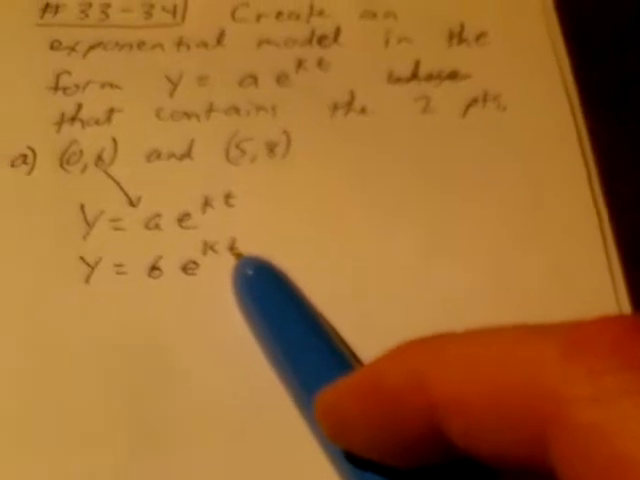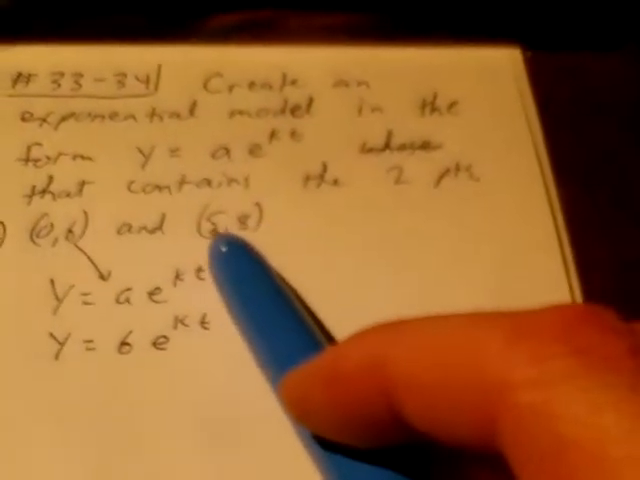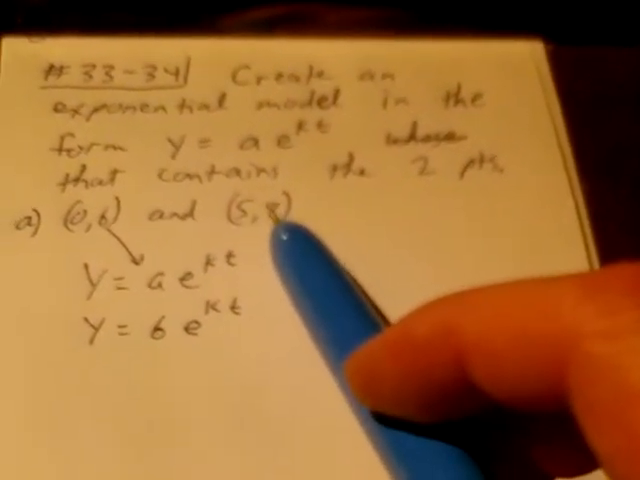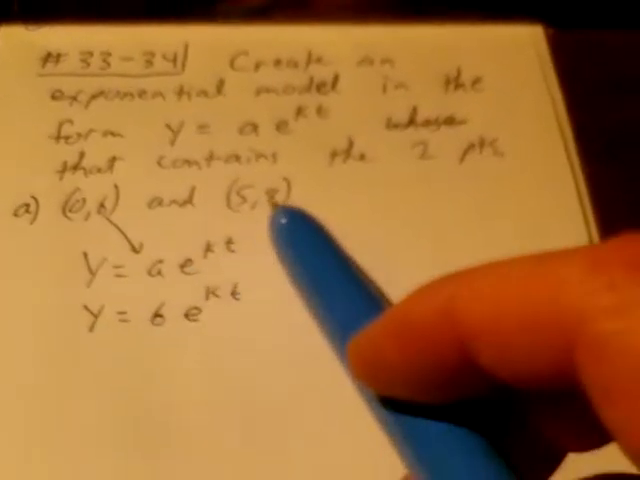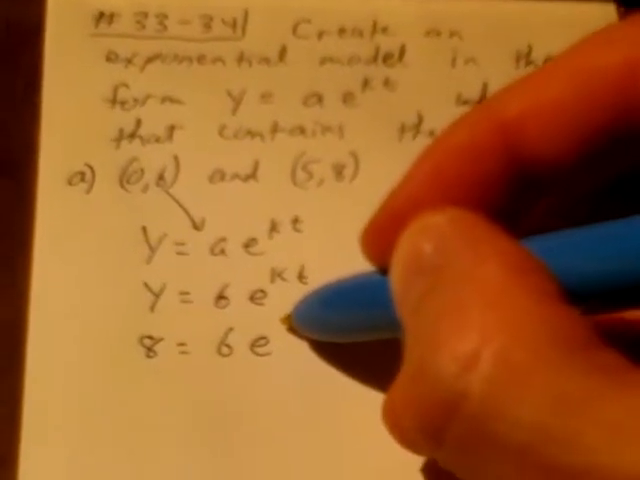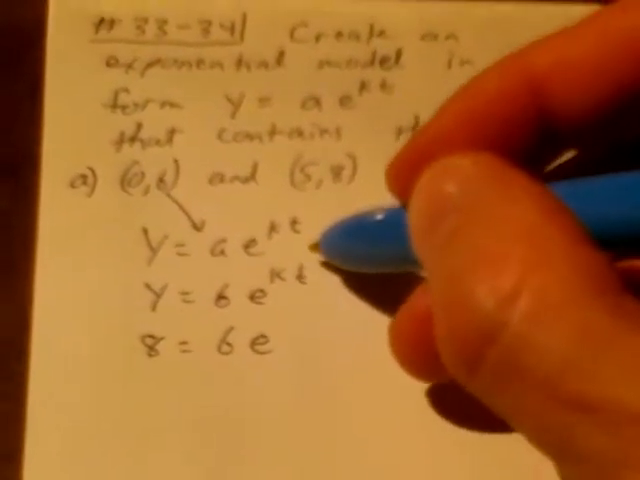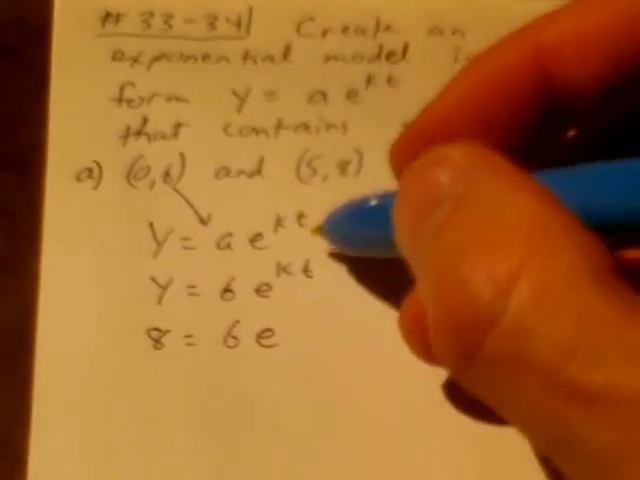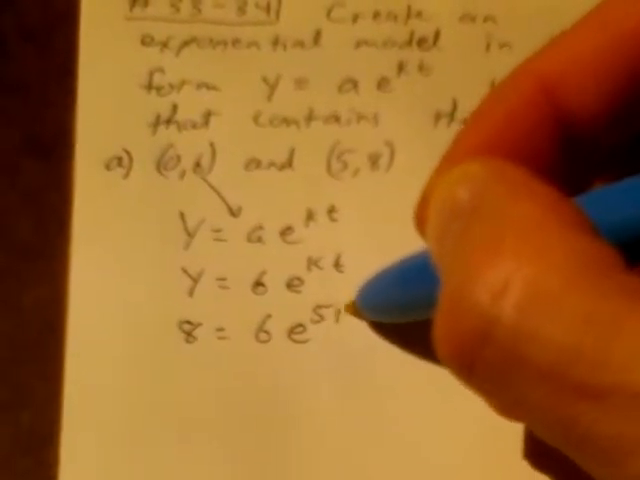So the way we're going to do that is we're going to fill in. Right now we have 1, 2, 3 variables, but we have another point that gives us 2 pieces of information to fill into the 2 variables. So our y is 8, so we're just going to plug that in here. So 8 equals 6e to the k. Well, we don't know k yet, but we do know t, which is 5. That's like our x. So it's 5k.